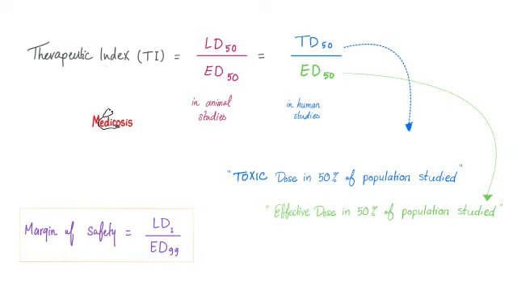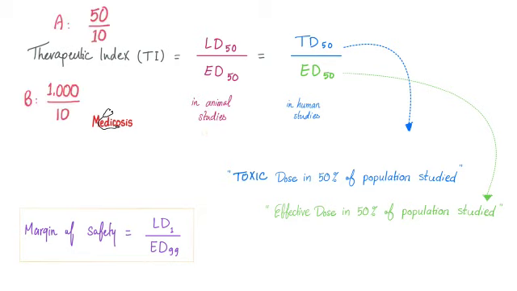What is the therapeutic index mathematically speaking? Okay, in animal studies, it has a definition. In human studies, it has another definition. Let's start with animal studies. Lethal dose 50 over effective dose 50. What the flip does that mean? The lethal dose in 50% of the population of mice, for example, over the effective dose in 50% of the population in mice. Let's say we have 2 drugs, A and B.